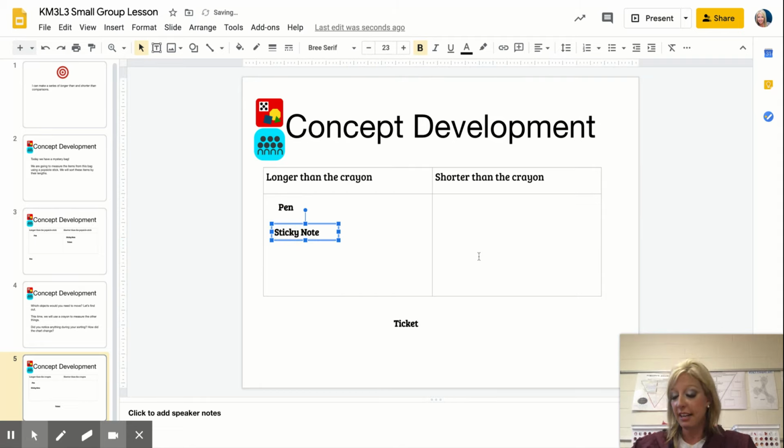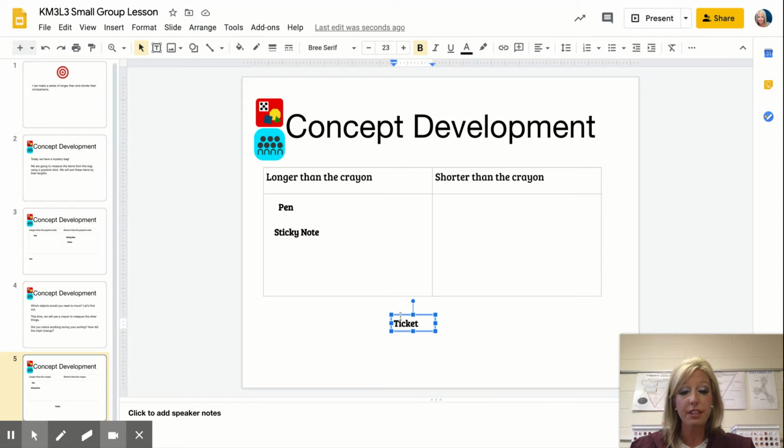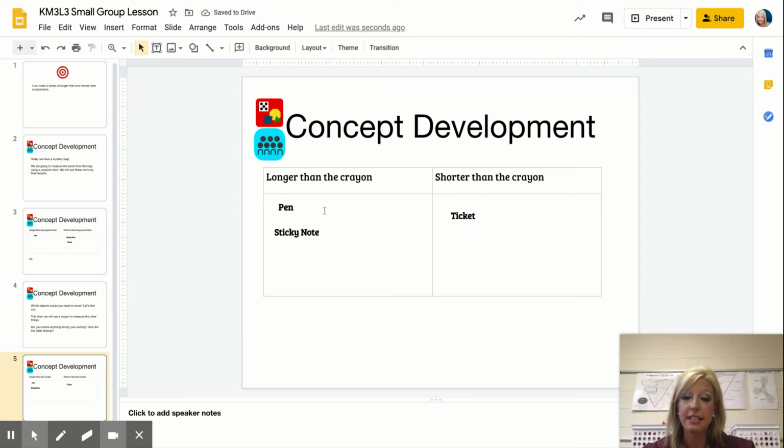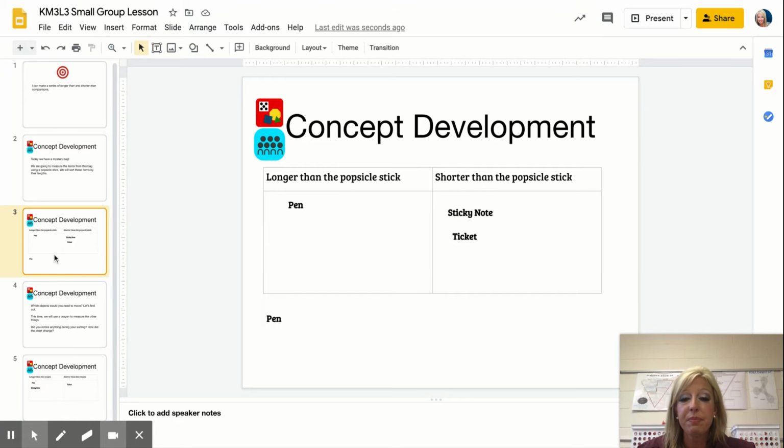And the next item we have to compare is our ticket. Looking at our ticket, is it longer than our crayon or shorter than our crayon? It goes in the shorter than the crayon category. So now let's make that comparison. This is items that we measured with our crayon. We had the sticky note and the pen are longer. And then if we look back, we only have the pen over here.